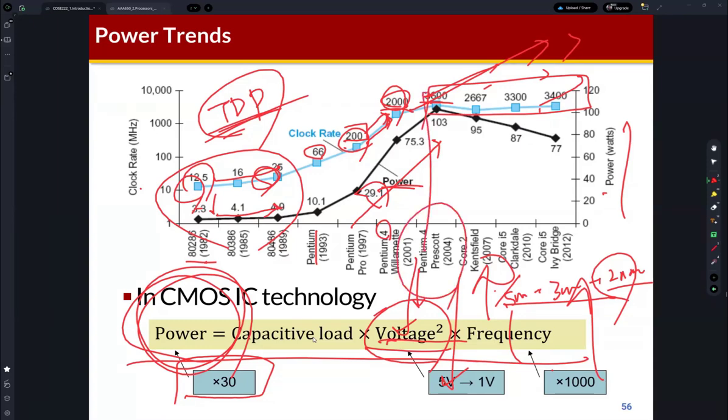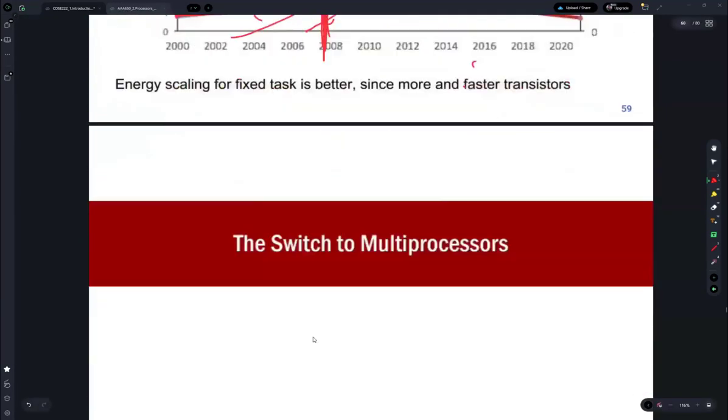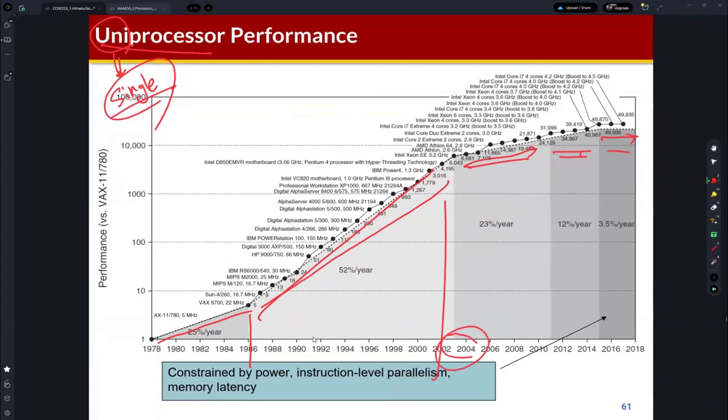Actually, from the Pentium 4, so it's 2004, right? You may think that even after 2004 it increased, but this increase is caused by the architecture, the CPU architecture. At this point, it's saturated. So why? It's because of power.